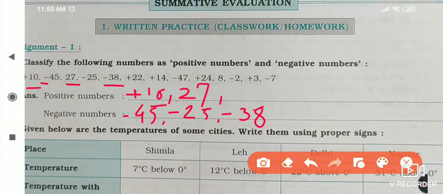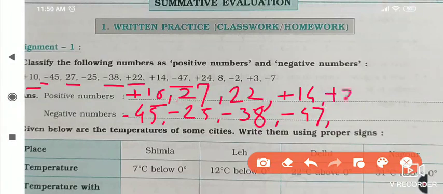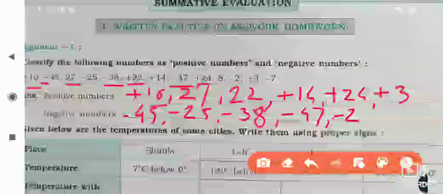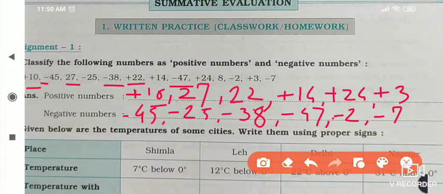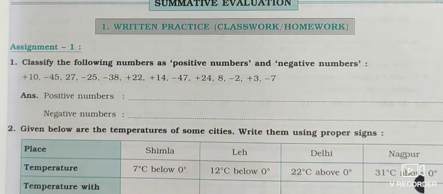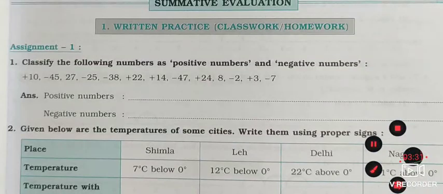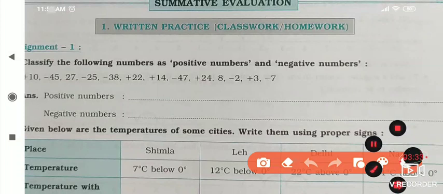In that way we have to write all the numbers, classifying them into positive and negative. So here -38, then next +22, then +14, so it will come in the positive numbers. -47, then +24, then -2, it will come into the negative, then +3, and at last -7. In that way you have to classify these numbers into positive and negative numbers.